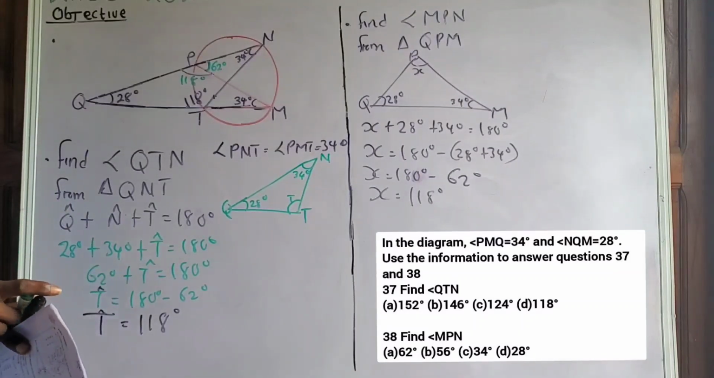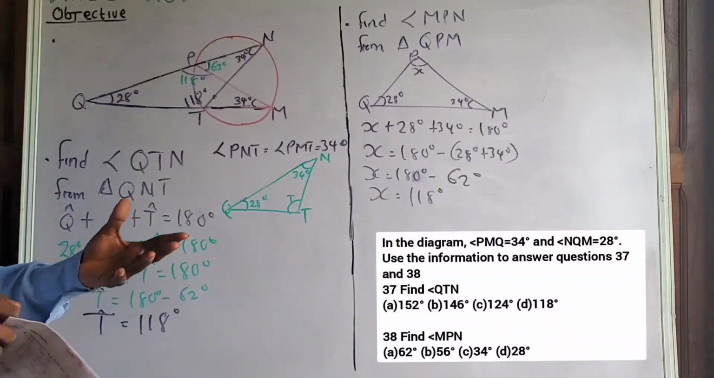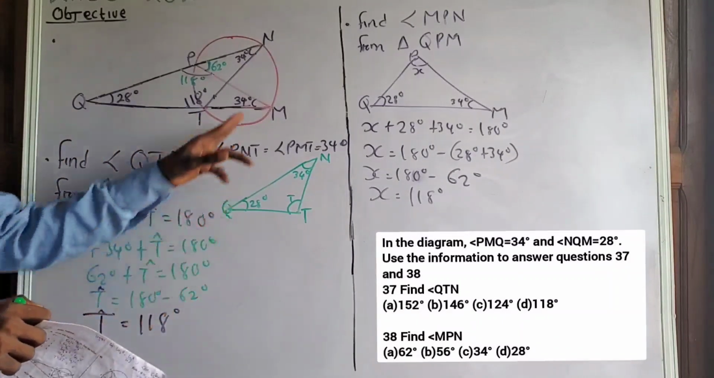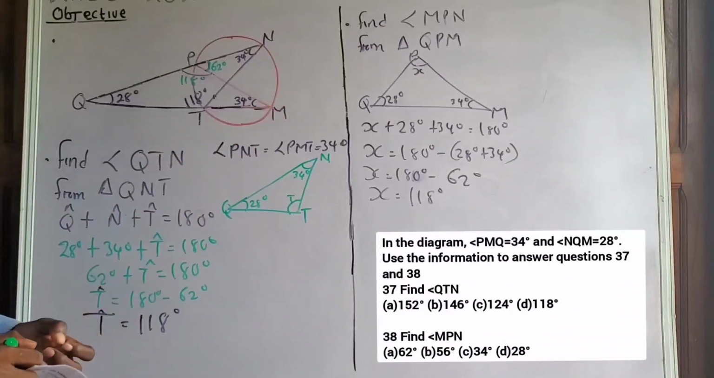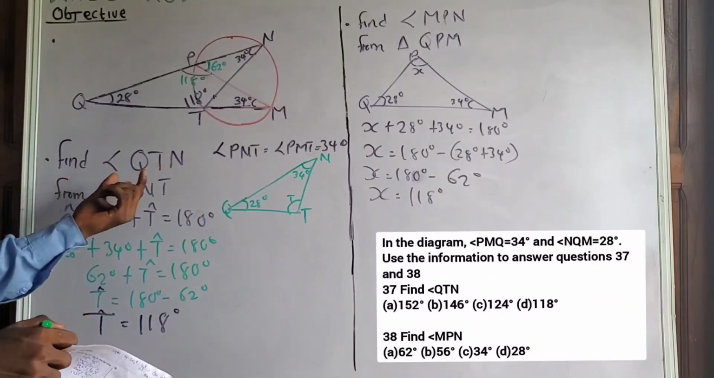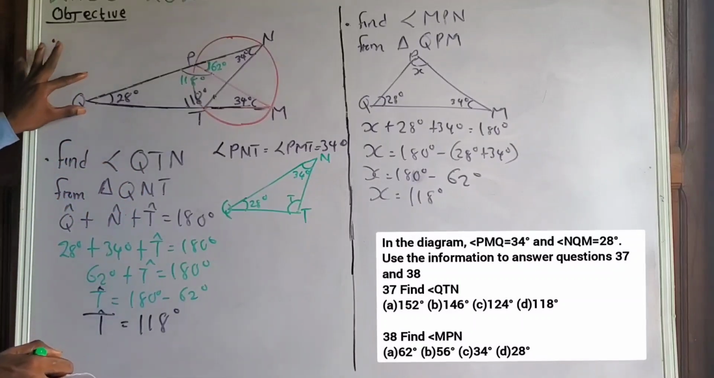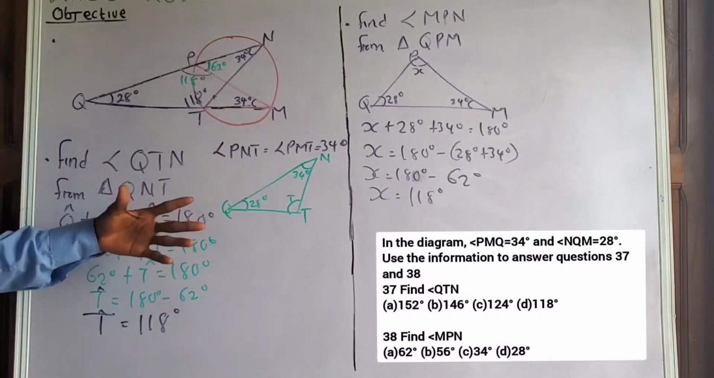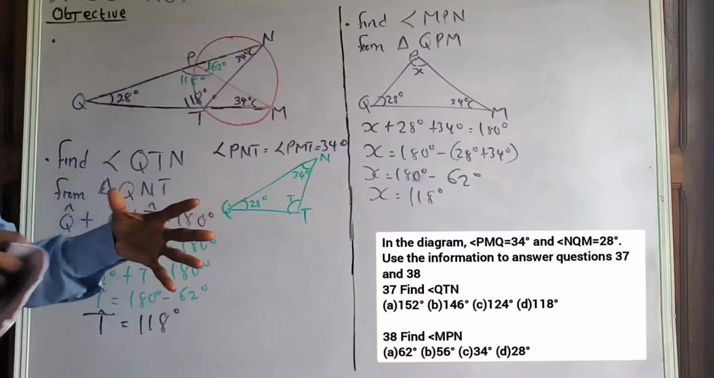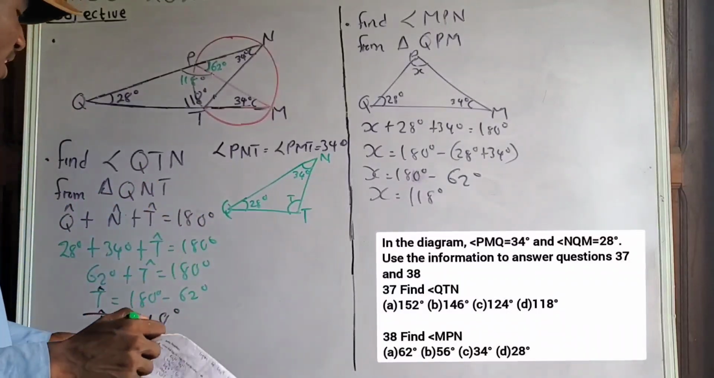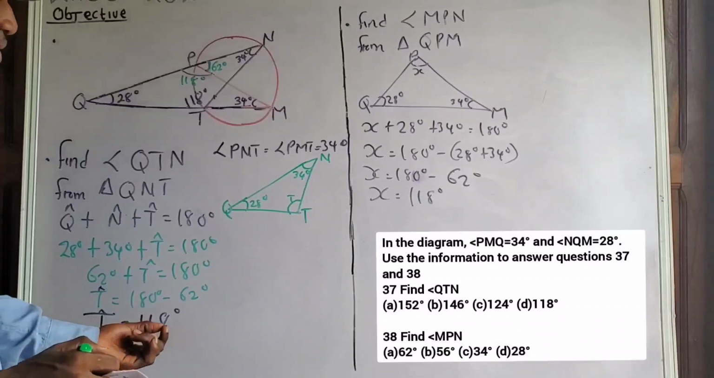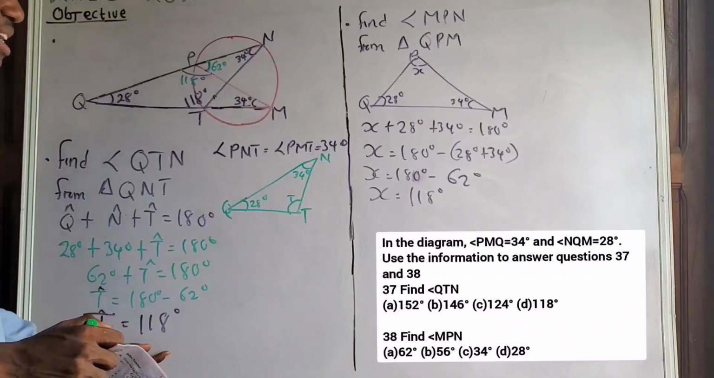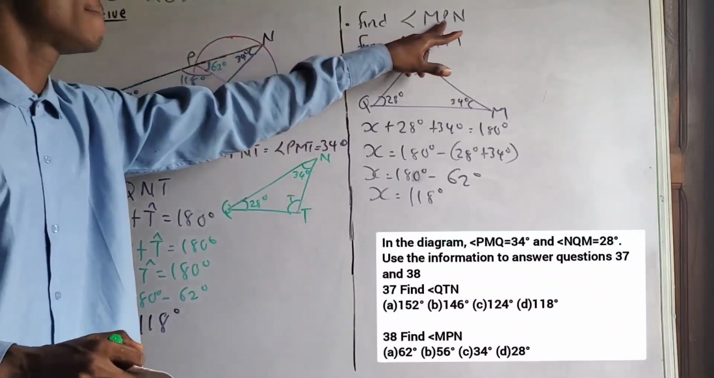You see, in circle geometry, there are theorems that guide it, and one of the theorems is that the angles in the same segment of the circle are equal. This angle and this angle are equal. Why? Because they are angles in the same segment. Now, to get the first angle that I'm looking for, angle QTN, I consider triangle QNT. Then I use the property of triangles that says the sum of angles in a triangle is 180 degrees. Then I got the value of that angle as what? 118 degrees.